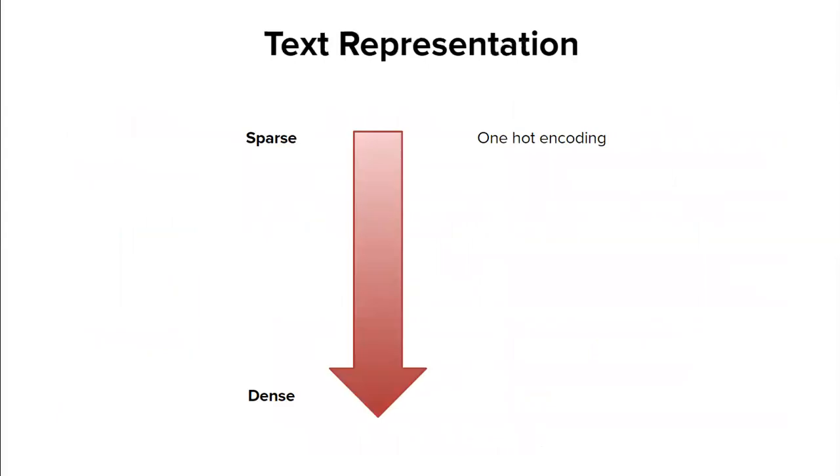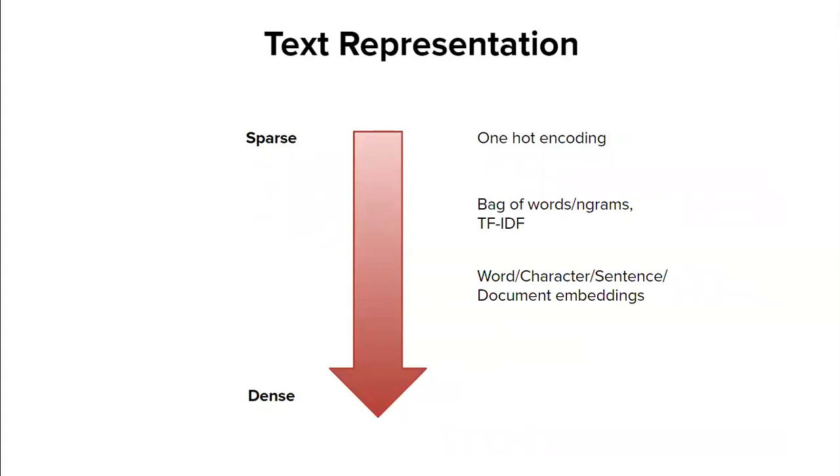The next chapter is text representation, which is extracting features from textual data. In this, we cover a whole range of features, starting from very sparse and very basic representations like one-hot encoding to bag of words, TF-IDF, and covering state-of-the-art text embeddings. We also talk about the role of handcrafted, engineered features.